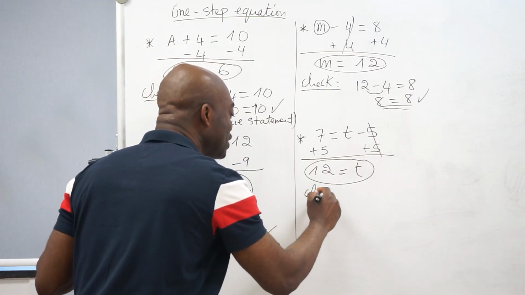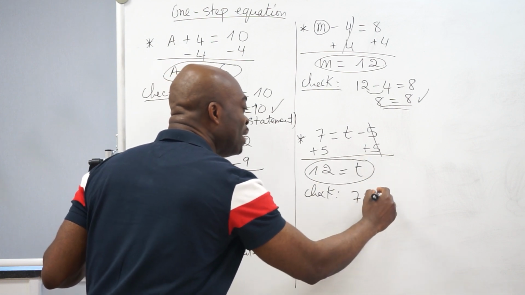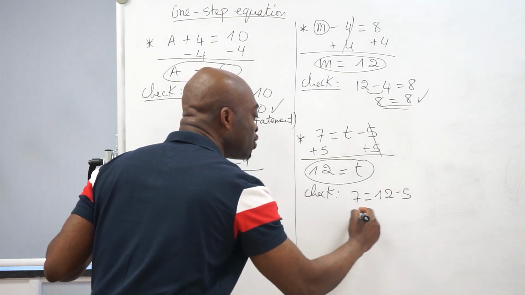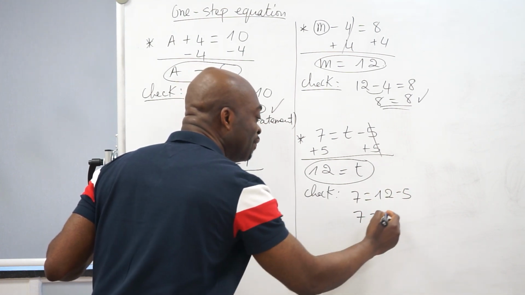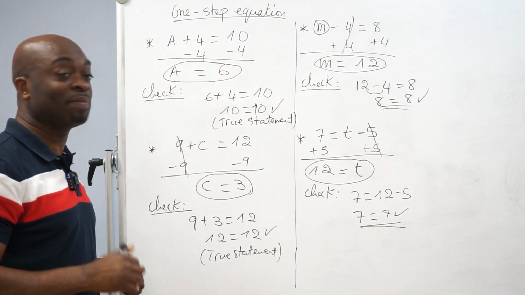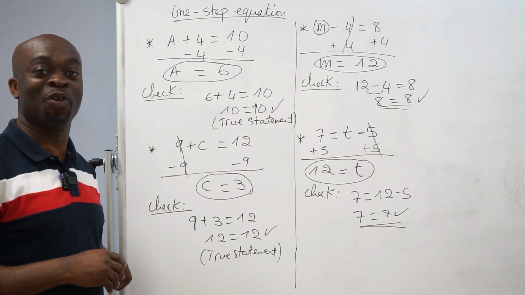So we can also check this one here. So we go back to the original equation again, and then we have 7 equals what? T, which is 12. We substitute that in there. So 7 equals 12 minus 5, which is 7. This also checks out. This is a true statement. Ladies and gentlemen, we are really going forward. Okay?